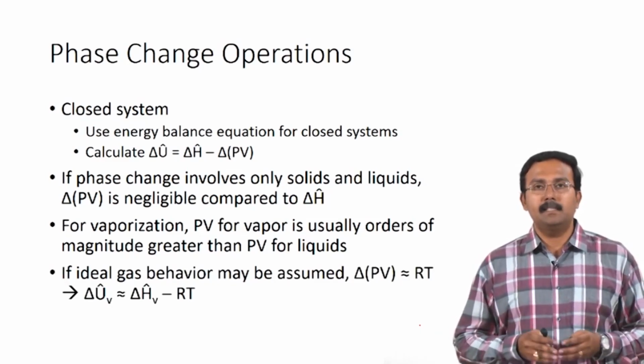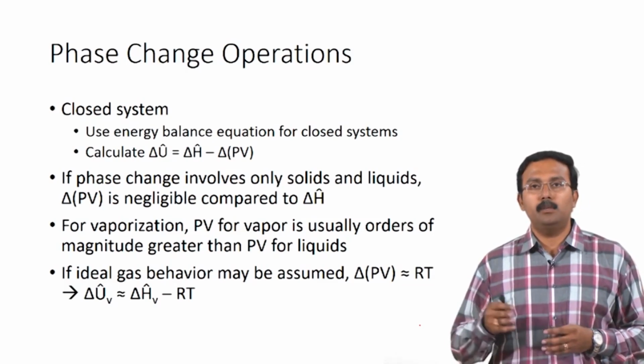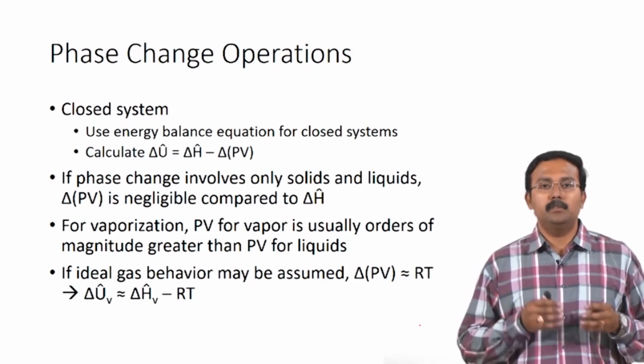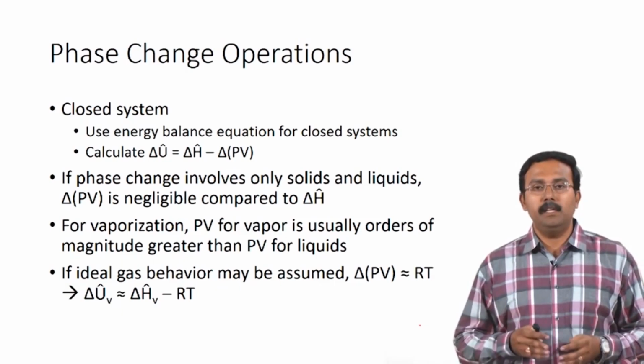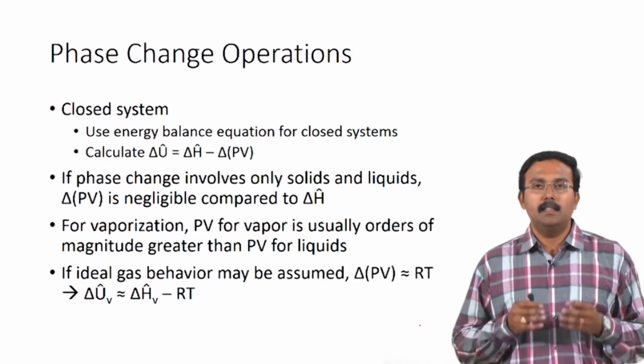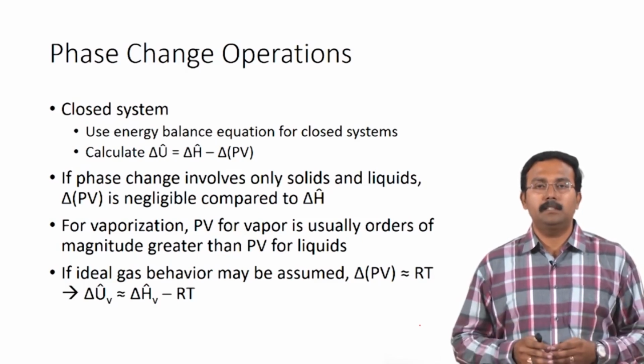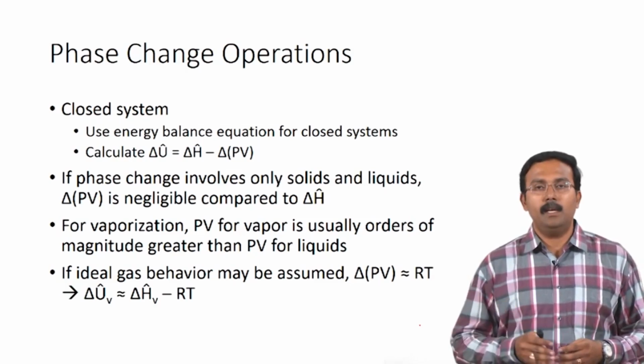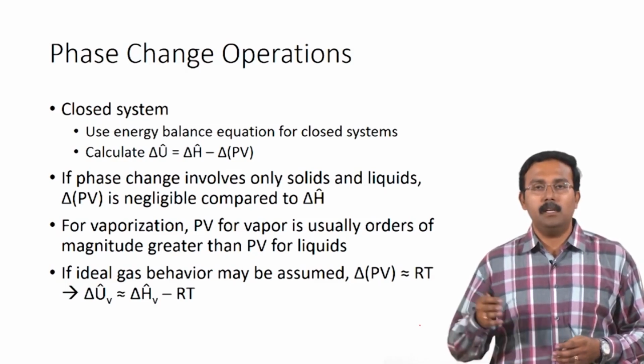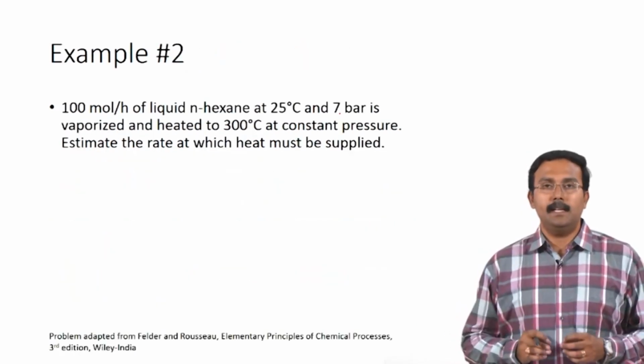So, for ideal gases delta PV can be approximated to RT. So delta U cap V can be calculated as delta H cap V minus RT. This is an approximation, however, it is useful for performing calculations for phase change operations where one of the phases involved is a gas phase. So, here is a second example problem.